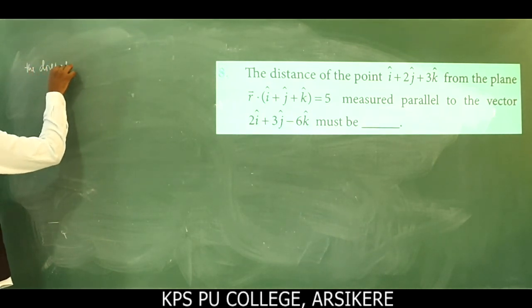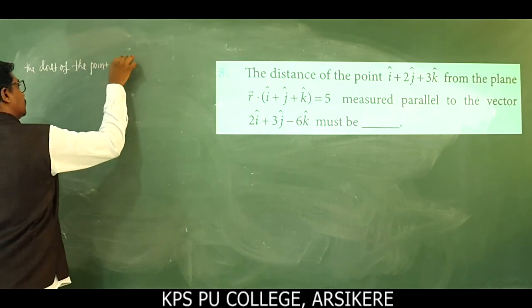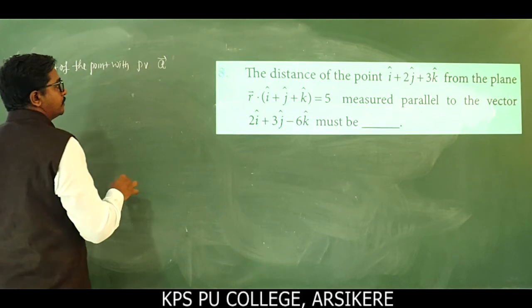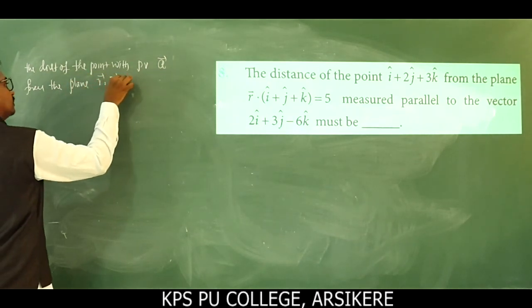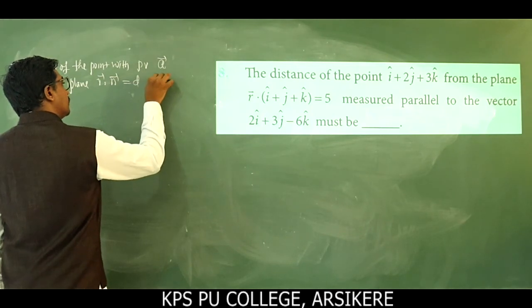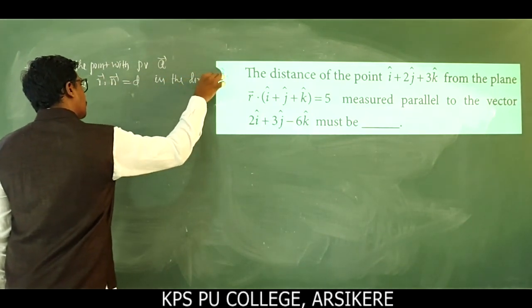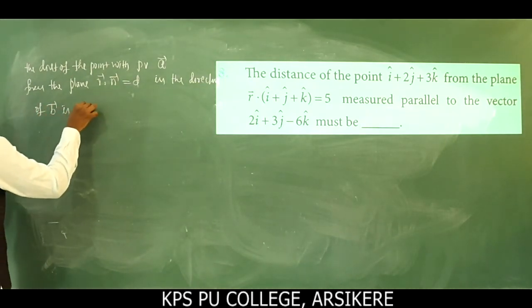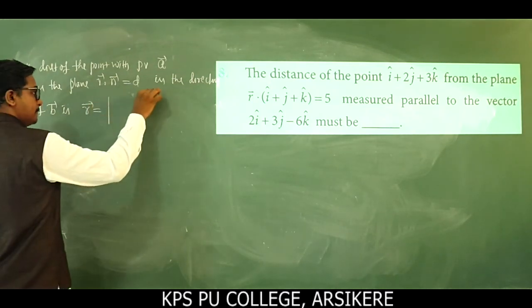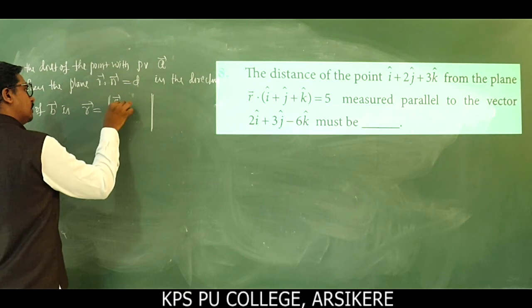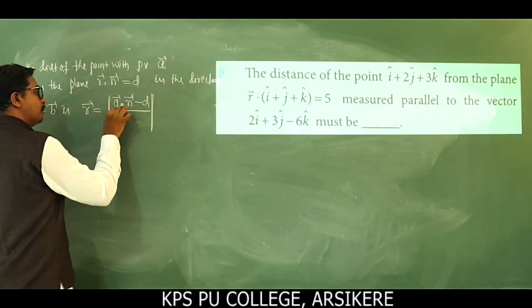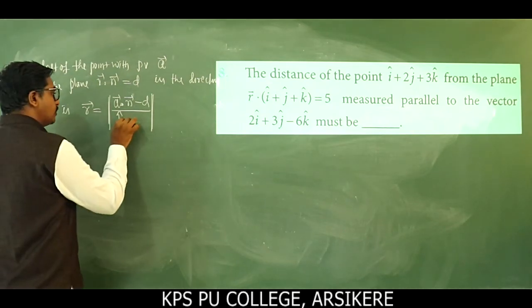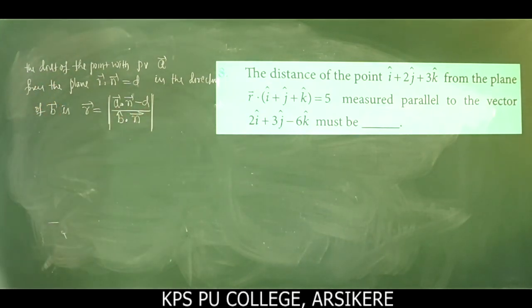The distance of the point with position vector A from the plane vector r dot vector n is equal to d, in the direction of vector B, is the modulus of (vector A dot n minus d) divided by (unit vector of B, b cap dot vector n). This is the method. Got it, children?